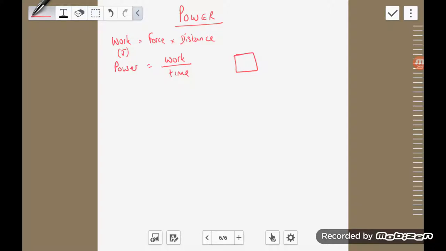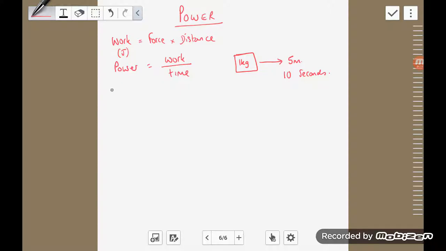And this can really simply be shown by having an example where we work out the work first and then the time taken. So imagine if we have a 1 kilogram block which is pushed 5 meters and it takes 10 seconds. What is the work and what is the power?